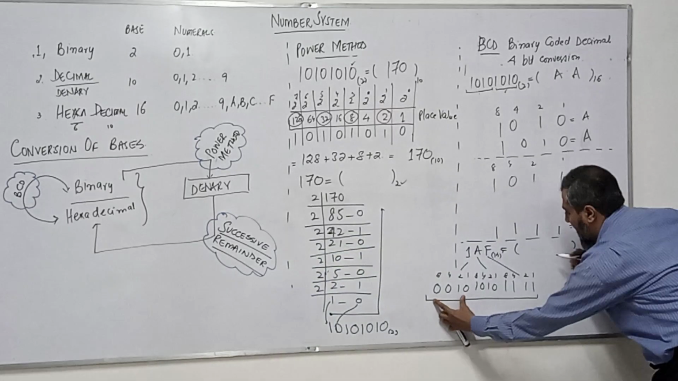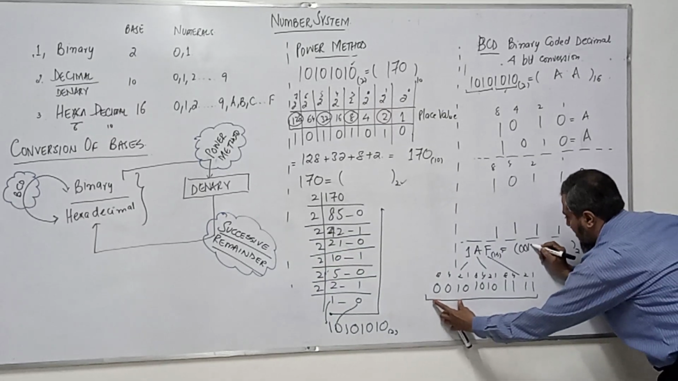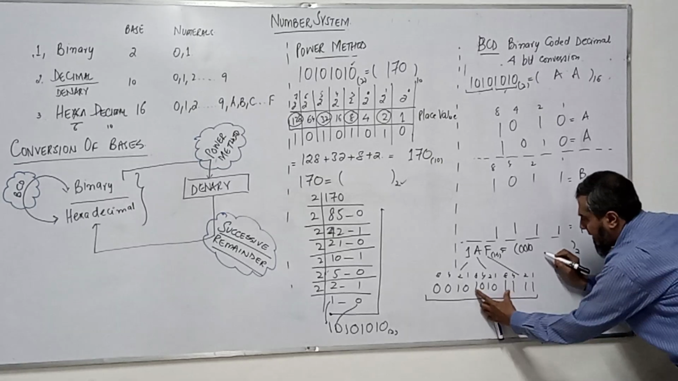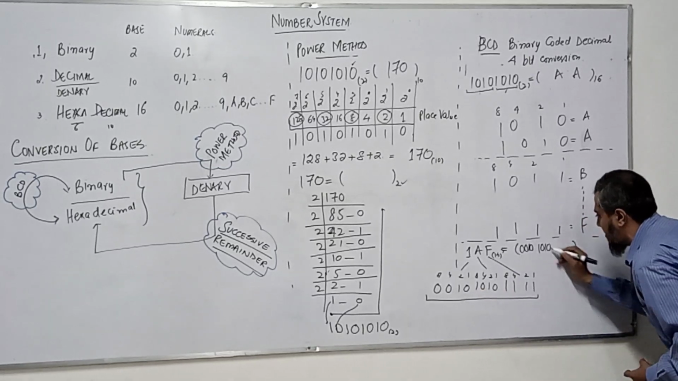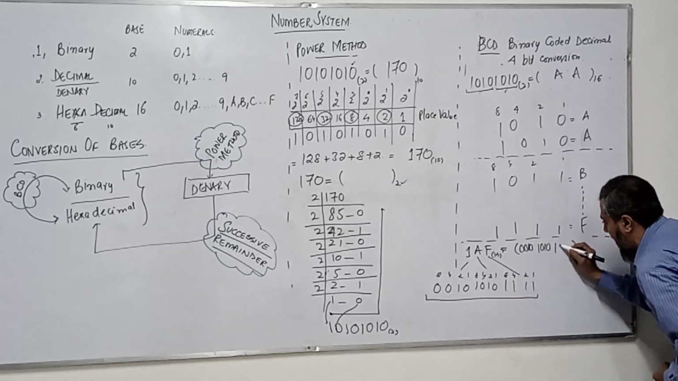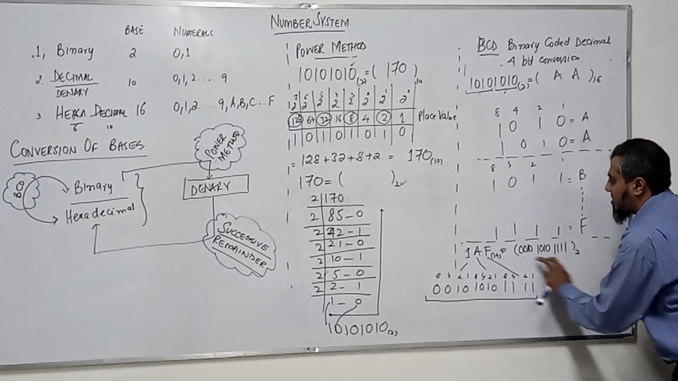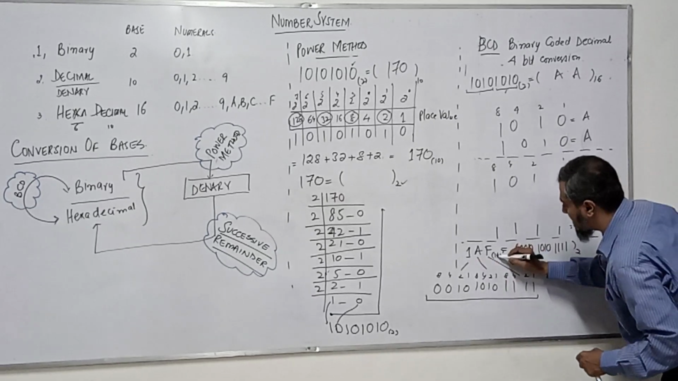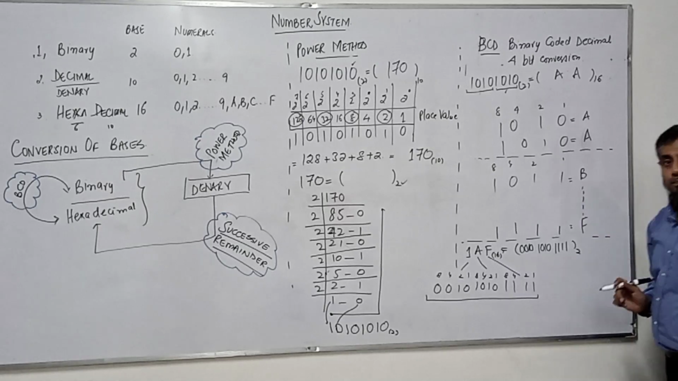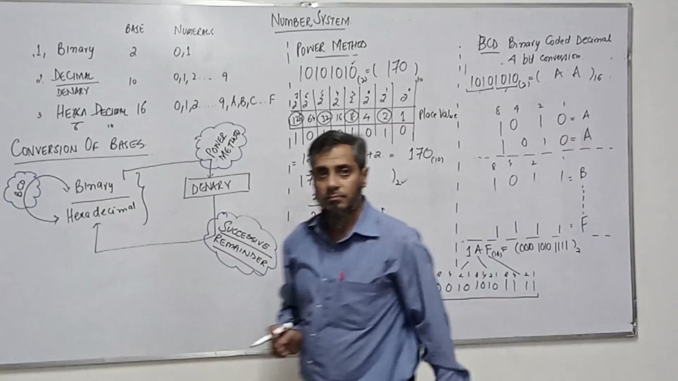I can write from the left side 0, 0, 0, 1. Give some space. The other one is 1, 0, 1, 0. And then give some other space as well, 1, 1, 1, 1. This is representing the conversion from hexadecimal to binary. Thank you.